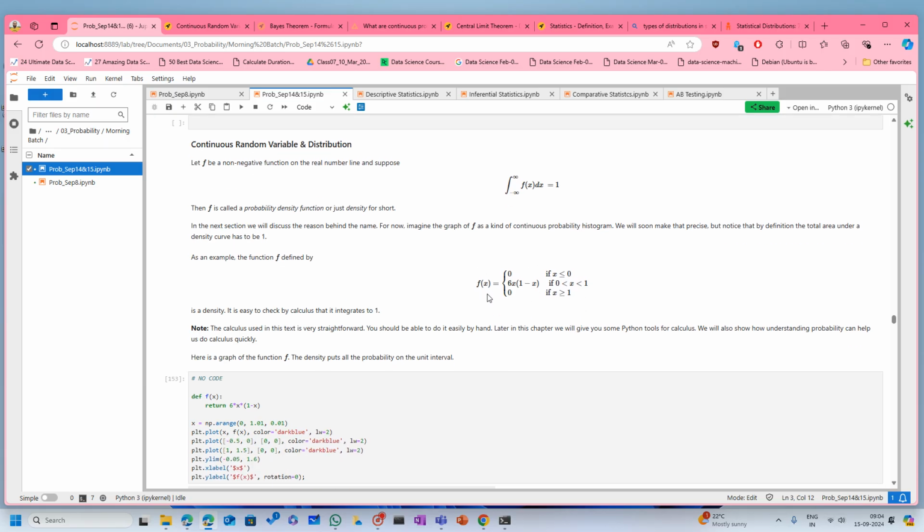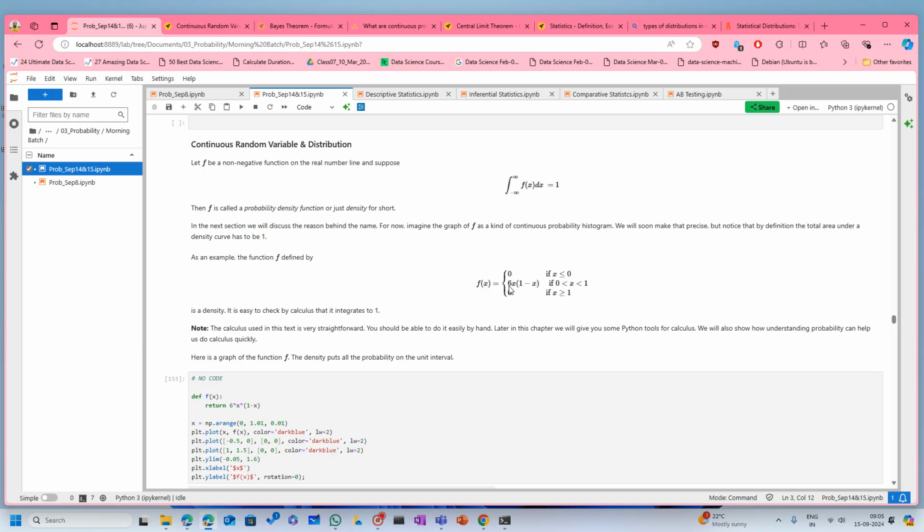Let f of x be a function where, if x is less than or equal to 0, then the value would be 0. If x is greater than or equal to 1, then also the value would be 0. You can calculate these 0 values by substituting them in this function. Let me explain what this function means.